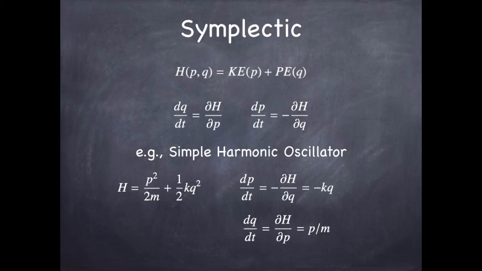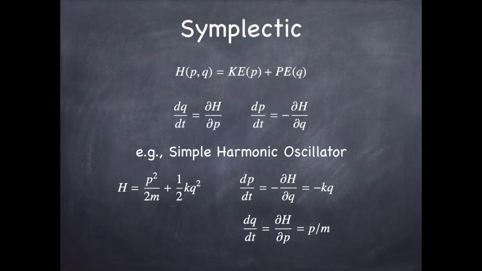You can see that if you are dealing with low speeds, so that the velocity is much less than the speed of light, the kinetic energy is just going to be p squared over 2m, and dH/dp is nothing other than p divided by m, which is v. That's the rate of change of q.